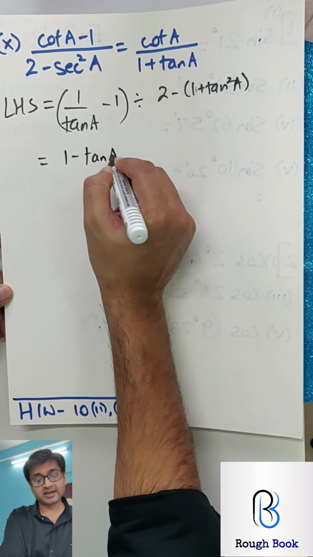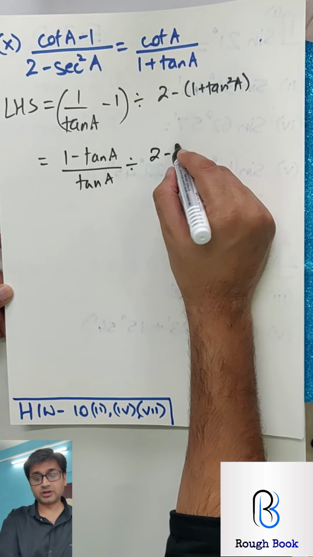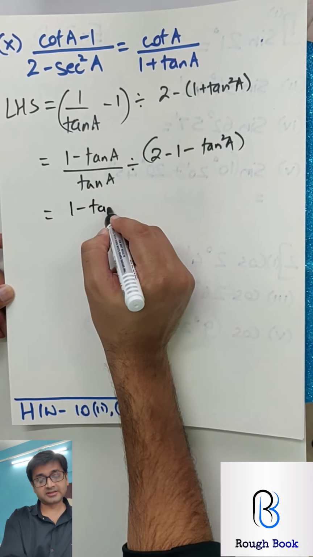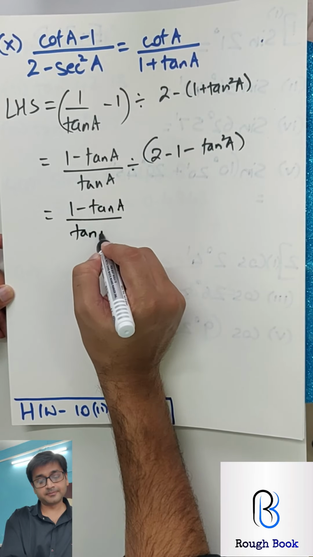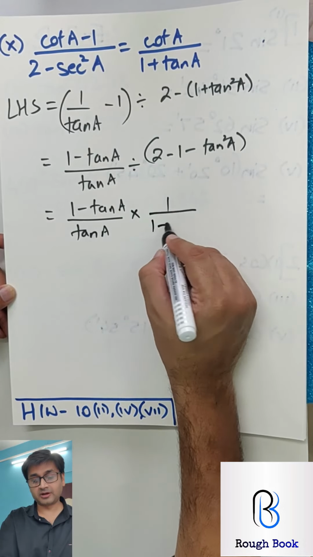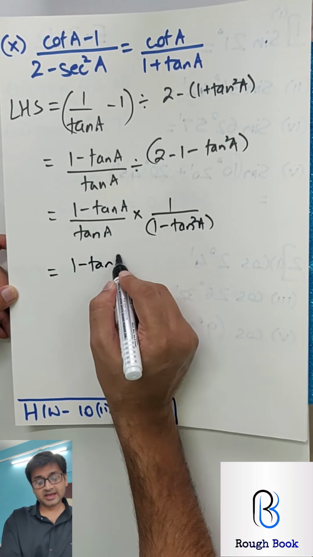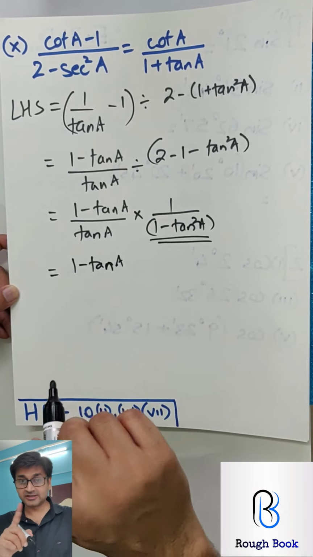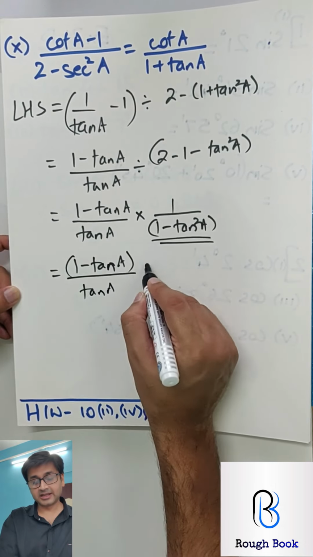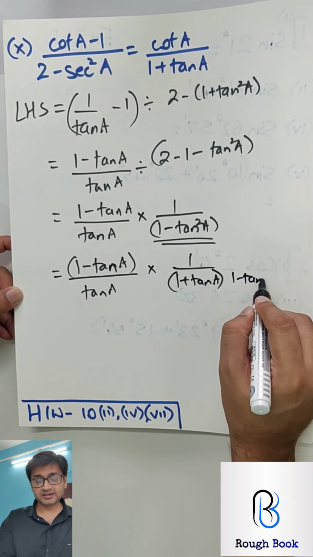So 1 minus tan A upon tan A divided by 2 minus 1 minus tan square A in another bracket. So I get 1 minus tan A upon tan A multiplied by 2 minus 1 is 1, and this will come down, so upon 1 minus tan square A. What do I do now? Yes, this one will become A plus B, A minus B, and it will get cancelled with this one. So putting this in bracket, tan A into 1 upon 1 plus tan A, 1 minus tan A.